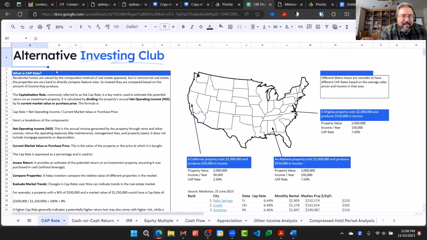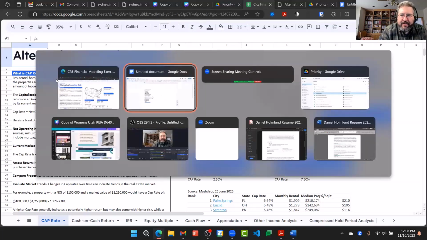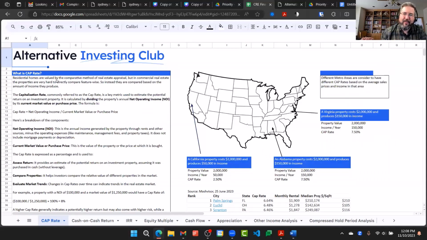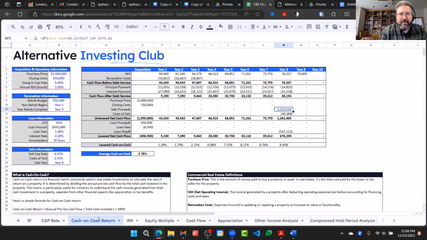So, how many people here, and why don't you go ahead and answer in the chat, are familiar with what a cap rate is, or at least feel comfortable with using it and talking about and discussing it? If you do, put a 1. If you don't, put a 0. And I'll start here.